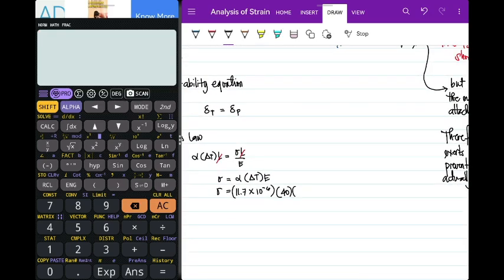11.7 times 10 to the negative 6 for our alpha. Change in temperature is 40 degrees, and our E, or our modulus of elasticity, is 200 times 10 to the ninth power, or gigapascal. So if you can notice here in the calculator, you can always refer to the calculator on the left.